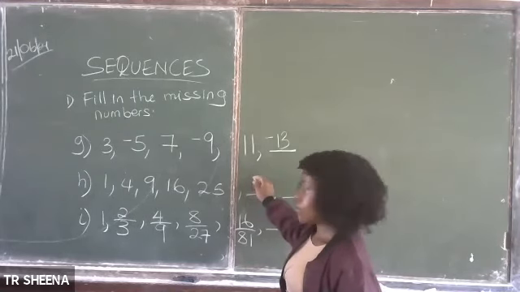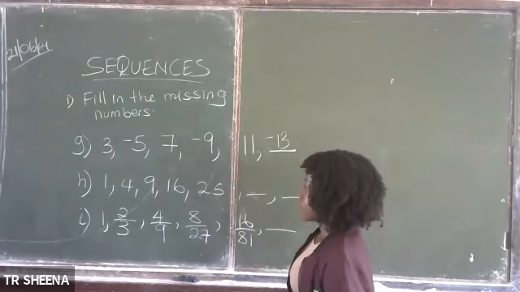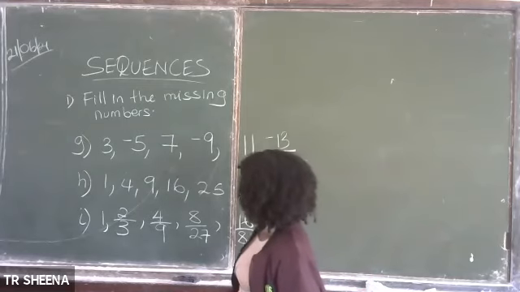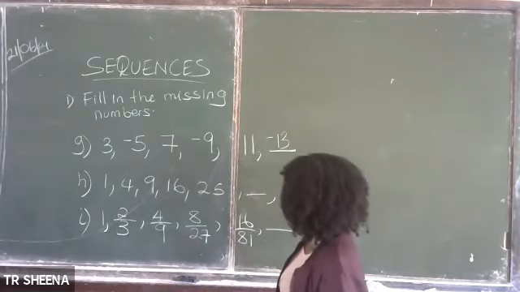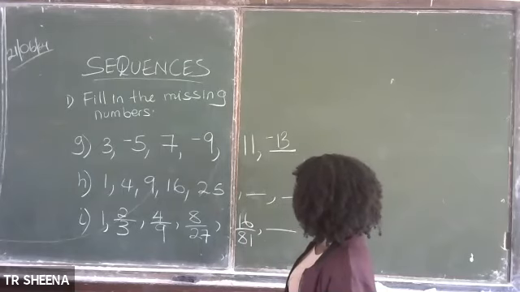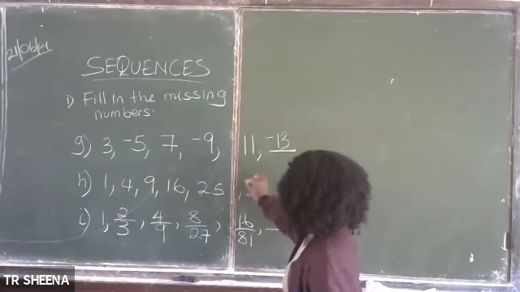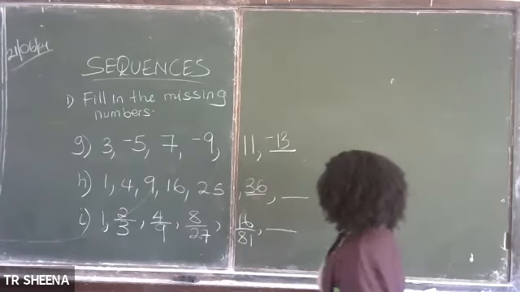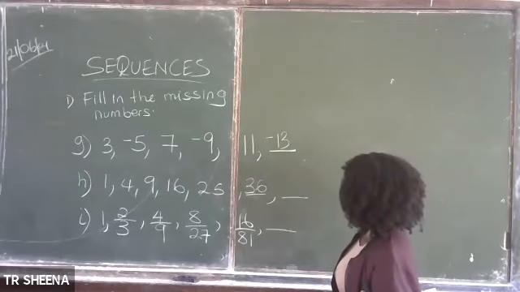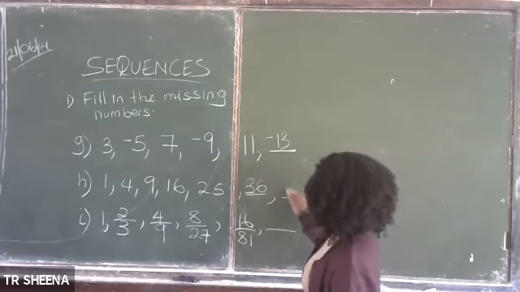For H, they are square numbers because you multiply a number by itself. Beginning with 1 times 1, you get 1. 2 times 2, you get 4. 3 times 3, you get 9. 4 times 4, you get 16. 5 times 5, you get 25. So the next is 6 times 6, which is 36. Then you get 7 times 7, which is 49.